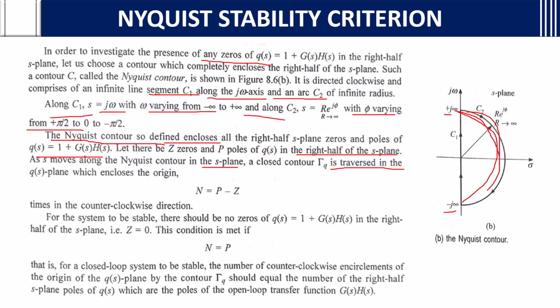The poles minus zeros, N times in the counterclockwise direction. You know that if there are poles and zeros, what you will do? Based on the principle of argument, N is equal to poles minus zeros.